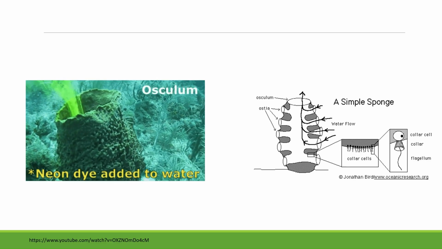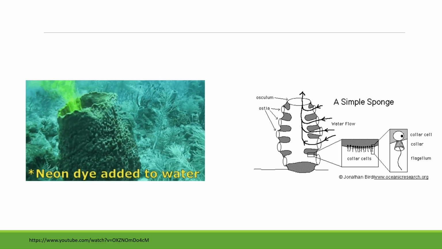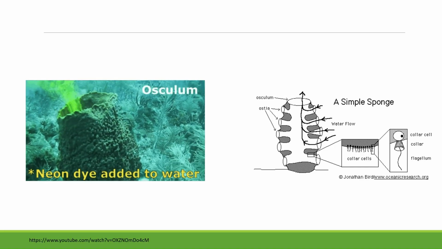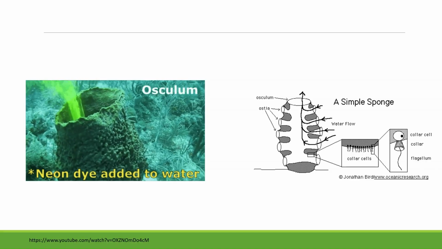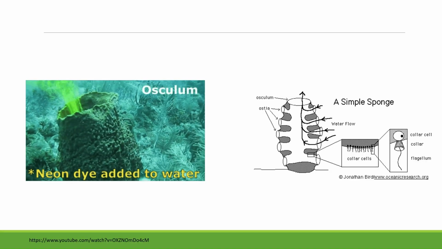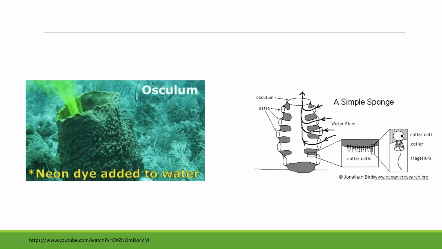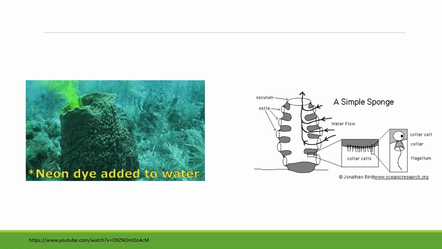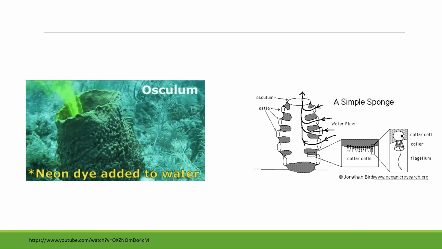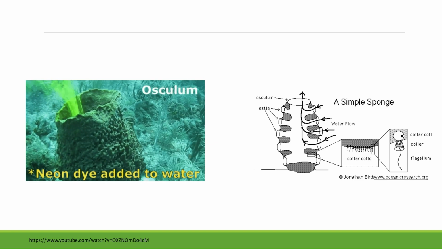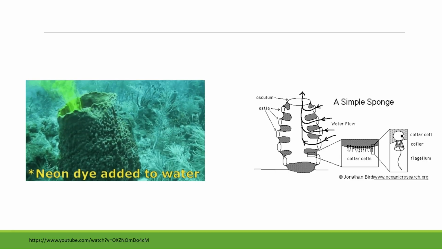The short video on the left shows a poriferan with a neon dye added to the water, and this enables you to visualize the flow of water out of the osculum. You can imagine incoming water entering through its ostia around its body wall and exposing the collar cells to the fresh water, allowing them to feed and then flowing out the top end.